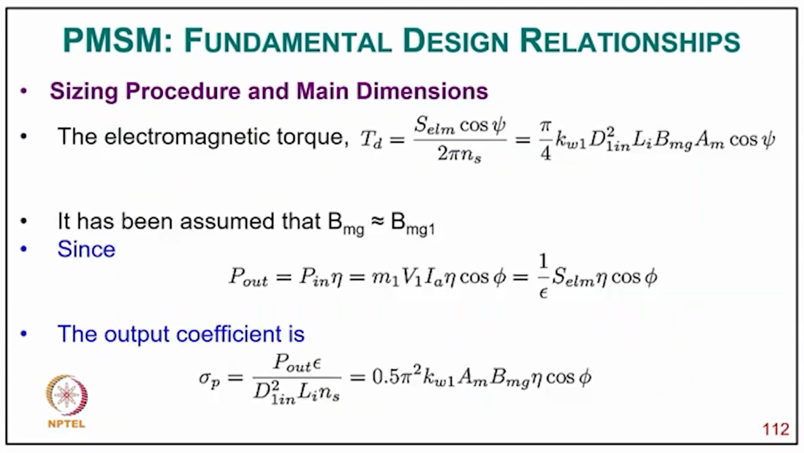So the electromagnetic torque TD is equal to S ELM cos psi divided by 2 pi ns, that is equal to pi upon 4 KW1 D1 in square Li BMG AM cos psi. It has been assumed that BMG equals BMG1, since P out equals P in into eta, M1 V1 IA eta cos phi. The output coefficient is sigma P equal to P out divided by D1 square Li ns, equal to 0.5 pi square KW1 AM BMG eta cos phi.